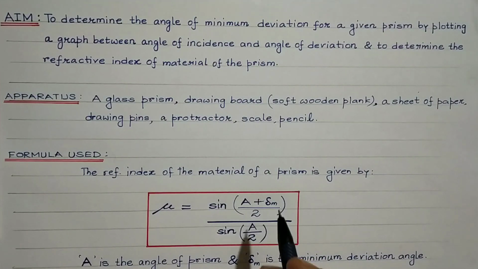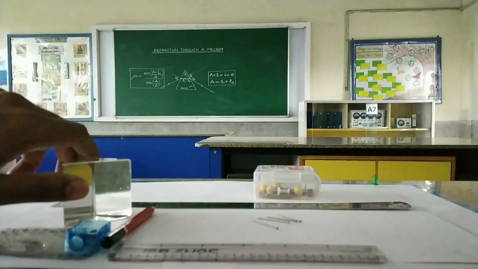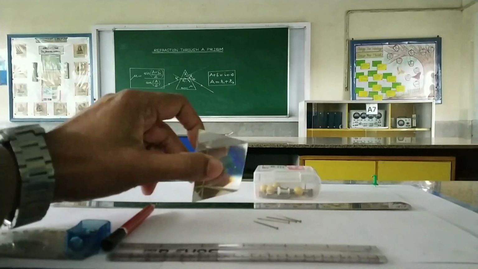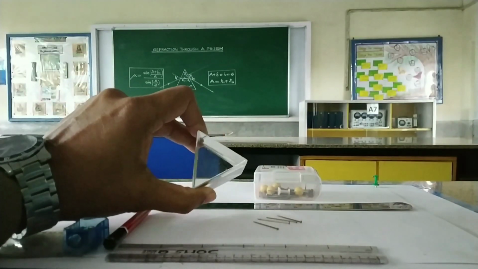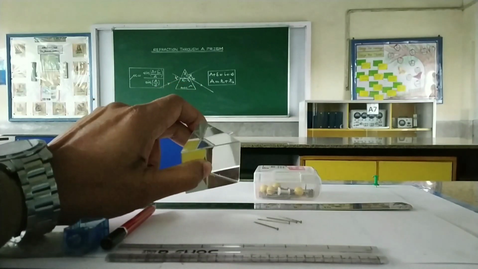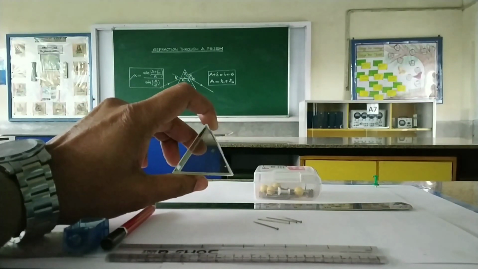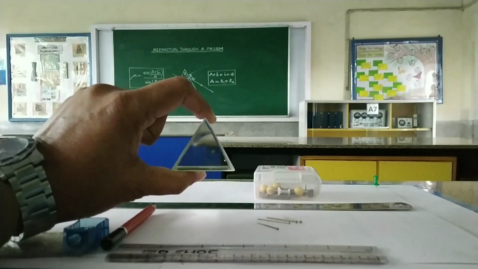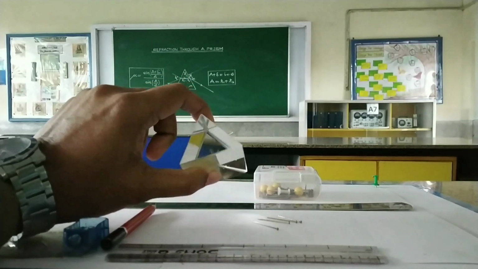as well as the method to draw the ray diagram, so that we can plot a graph between different values of angle of incidence and the angle of deviation. The objective of this experiment is to determine the angle of minimum deviation, and also we will try to determine the value of the refractive index of the material of this given prism.